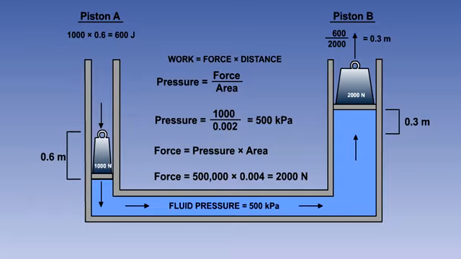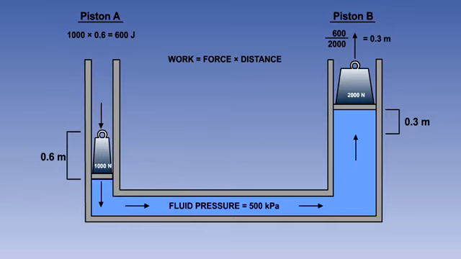We can see from this that for a given system pressure, the force produced will be directly proportional to the piston area, and the distance moved by the piston will be inversely proportional to the piston area.